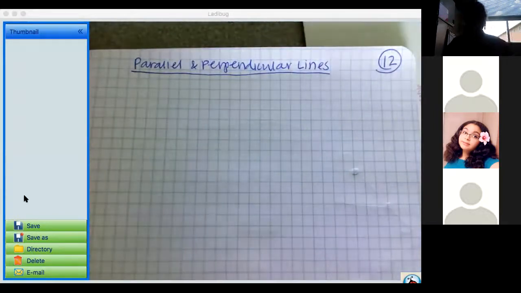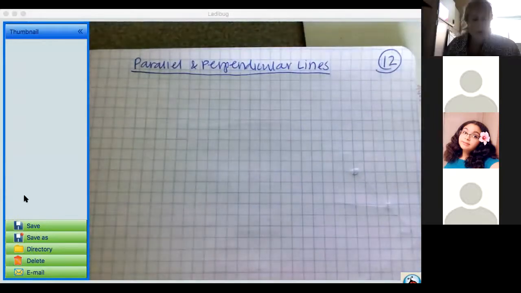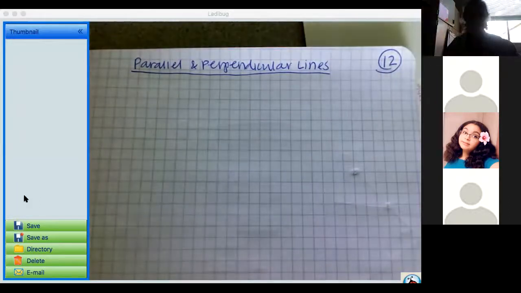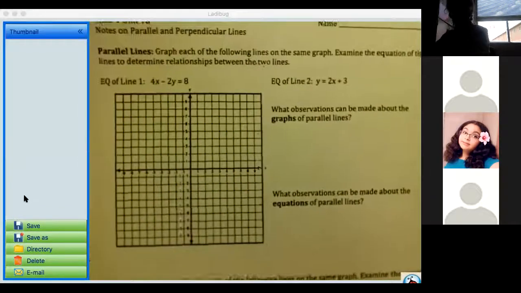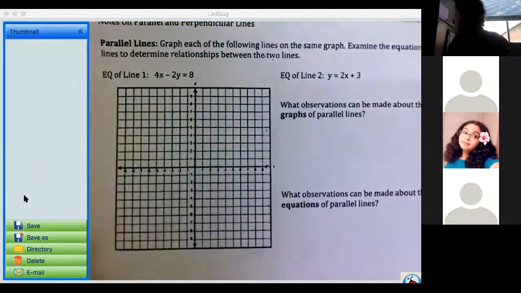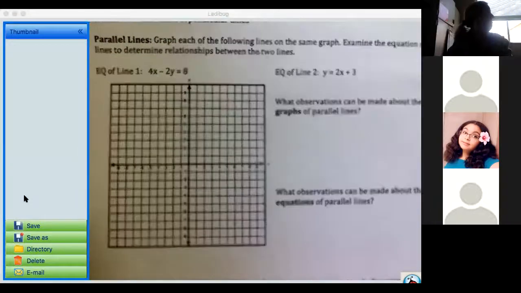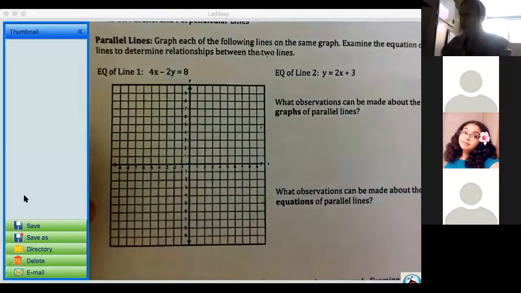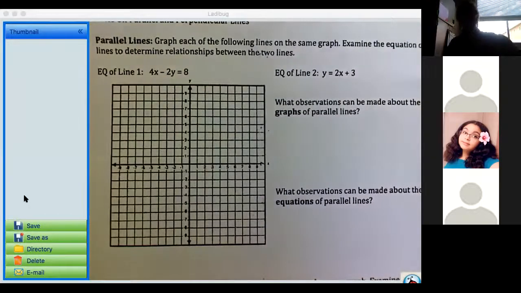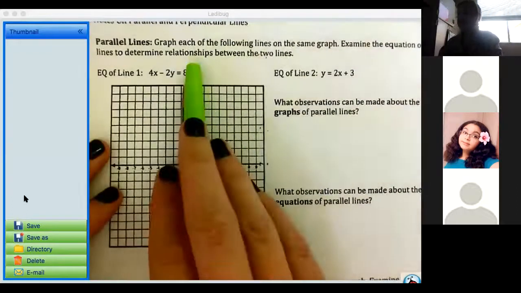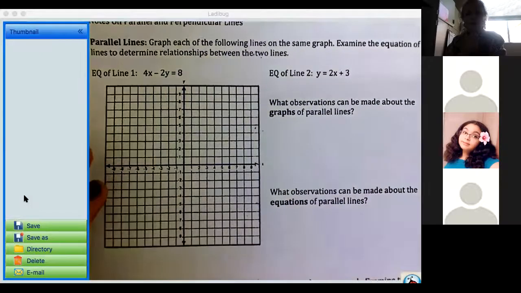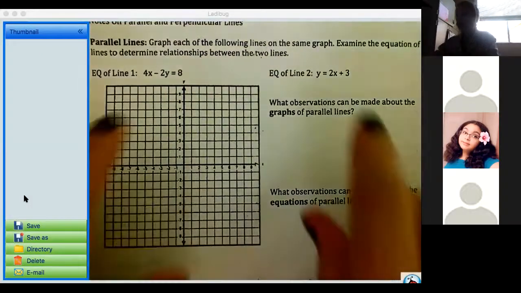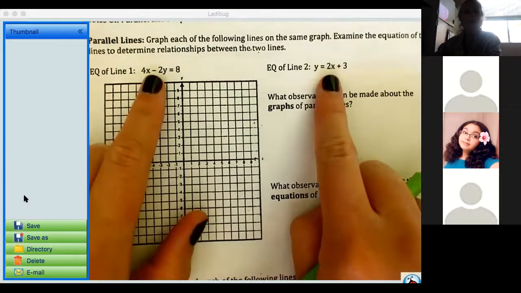All right, so you guys do not have to do this first part. I'm doing this first part with you, okay? But I do want y'all to watch what I am doing. So people at home, again, you are just watching. It says graph each of the following lines on the same graph. Examine the equation to determine the relationship between the two lines. Which of these lines is going to be easier to graph?